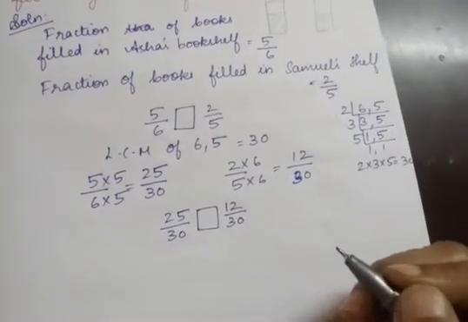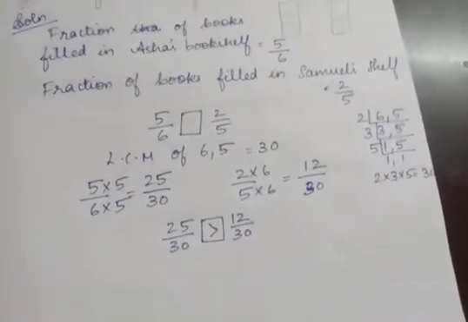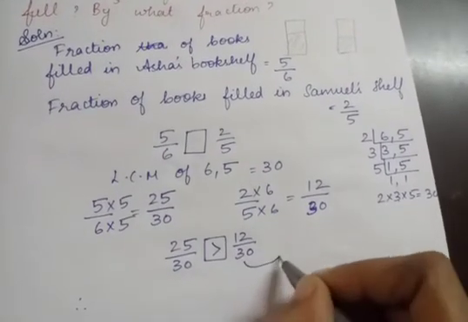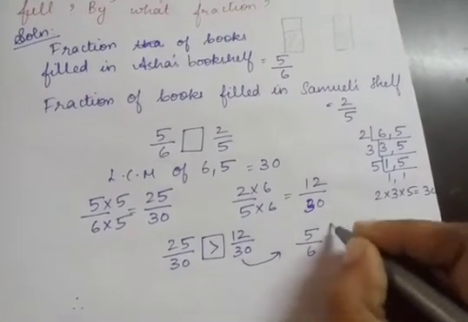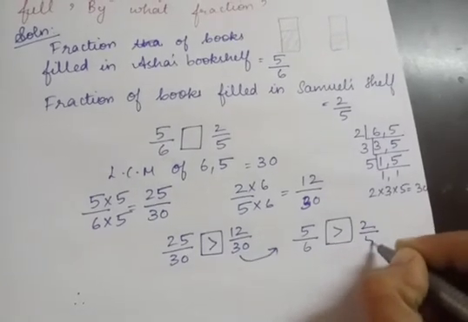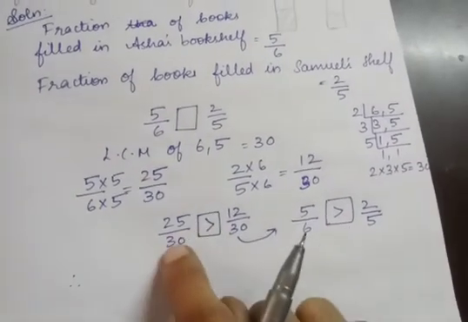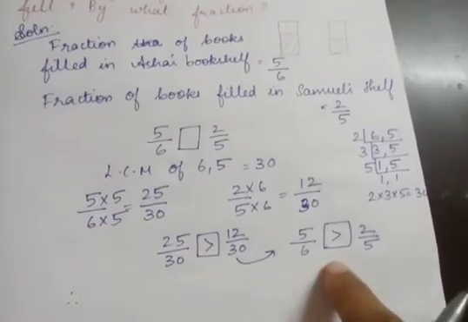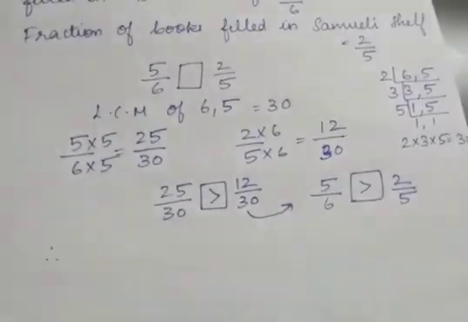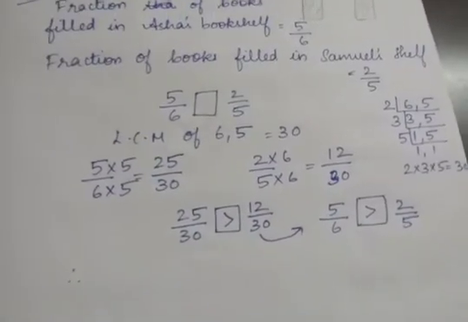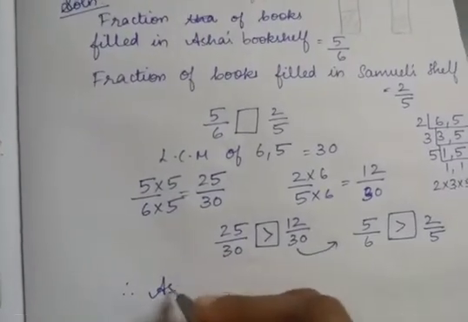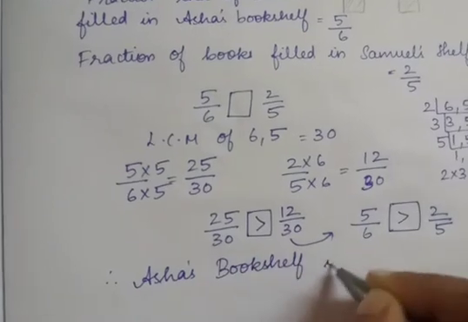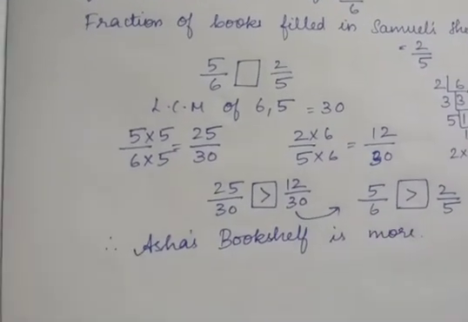In this, which is greater? 25 by 30 is greater. So from this what can we say? 5 by 6 is greater than 2 by 5. Yes? Because 25 by 30 is nothing but 5 by 6, right? So 5 by 6 is greater than 2 by 5. So whose bookshelf is more now? Asha's bookshelf is more. Okay, Asha's bookshelf is more.